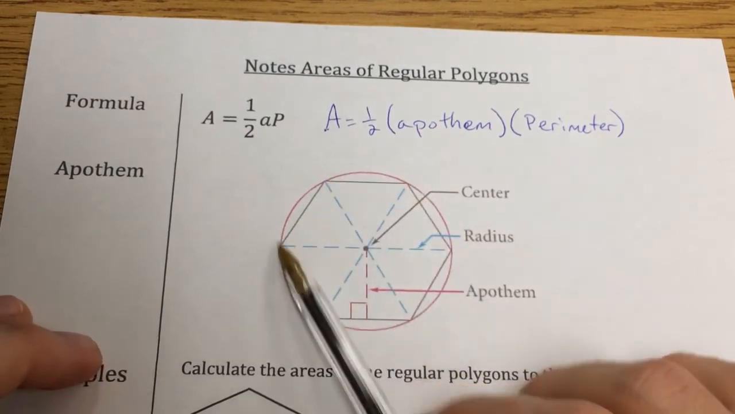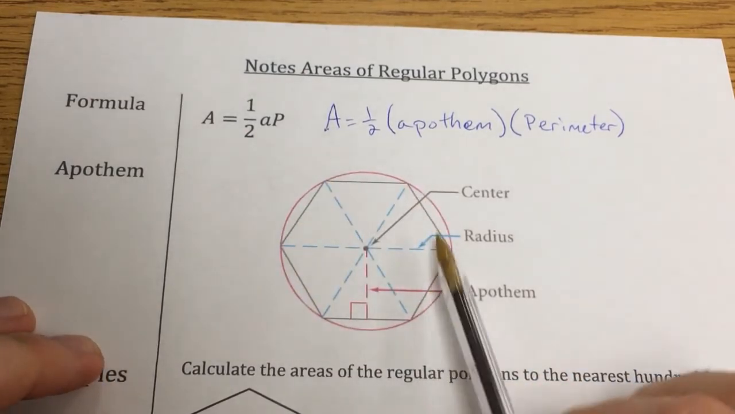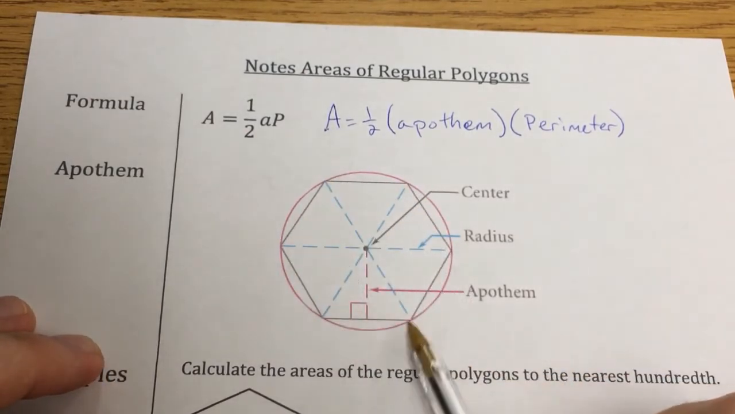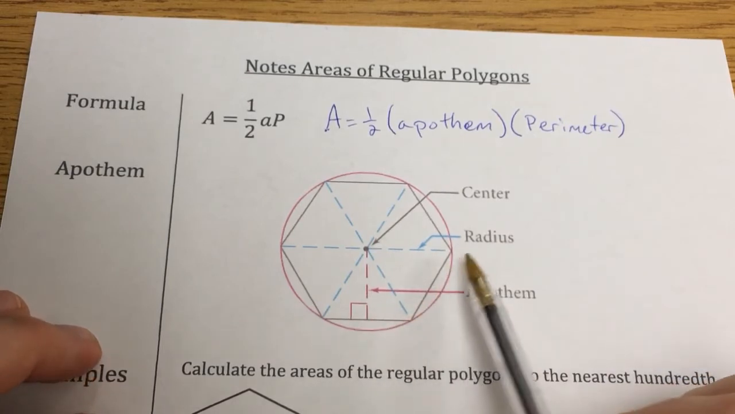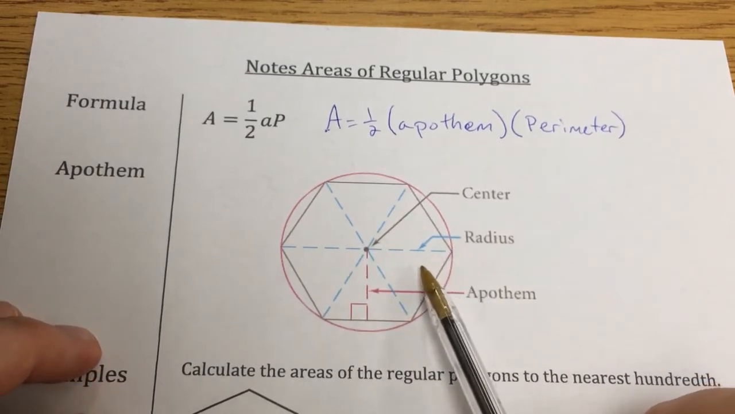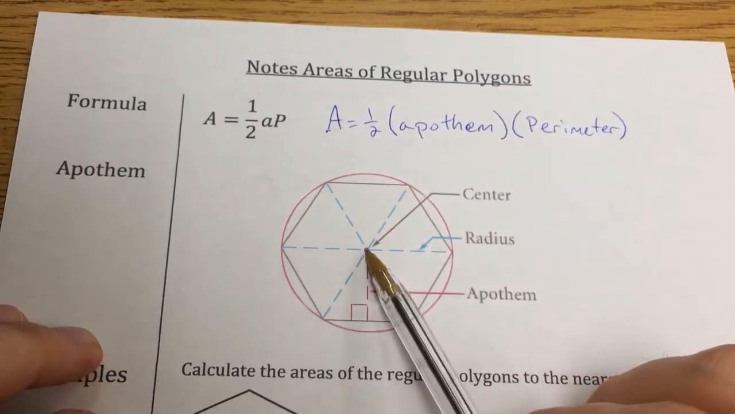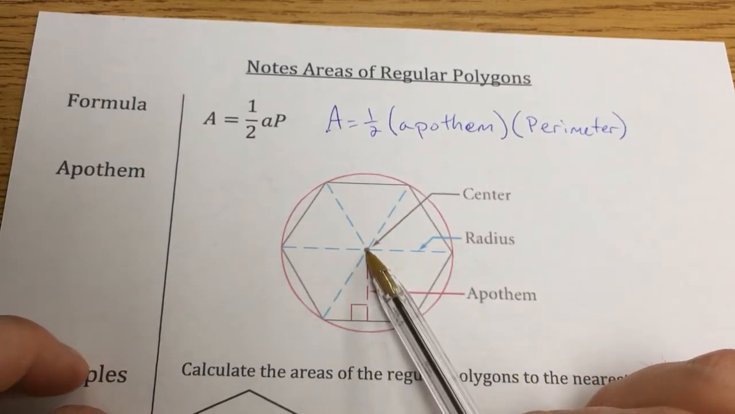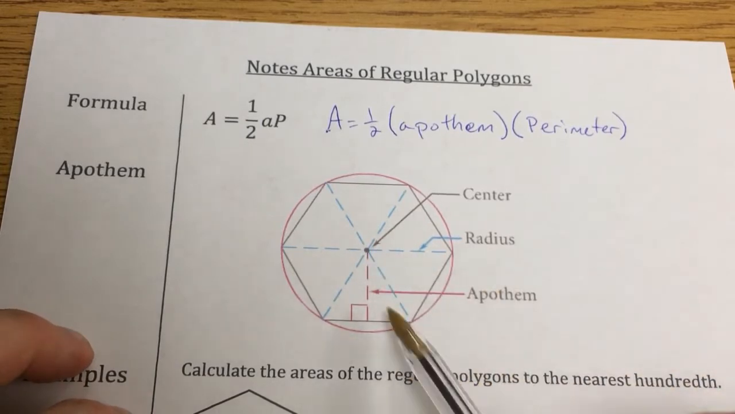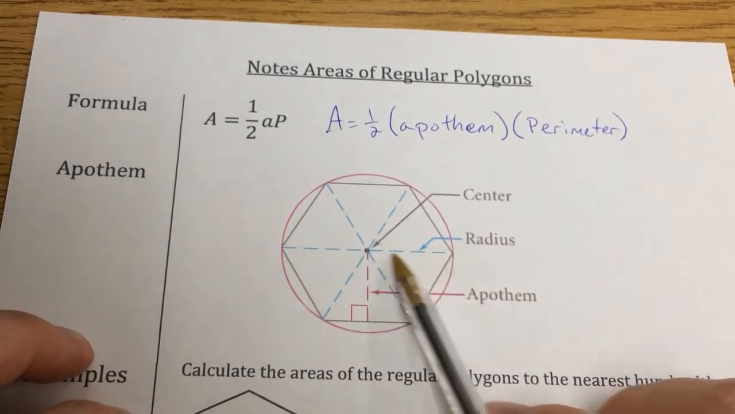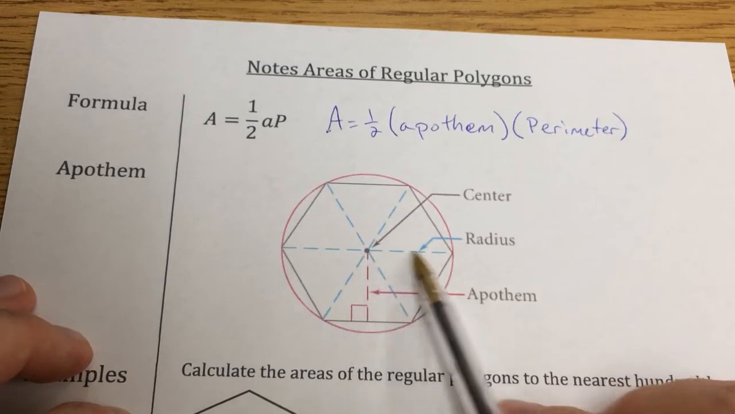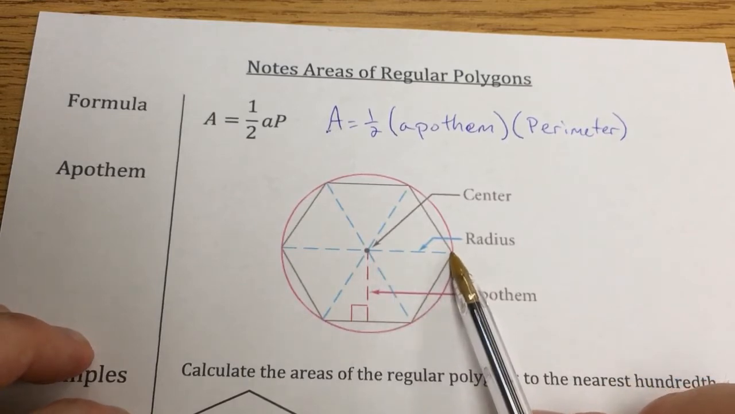All right, so we have a regular polygon, which means that all sides are the exact same, and all angles are the exact same as well. This is a hexagon, and it is inside of a circle. All the vertices are touching the circle. The center of the polygon is also the center of the circle, and the radius of the polygon is also the radius of the circle. That would go from the center to the vertex, or any vertex.